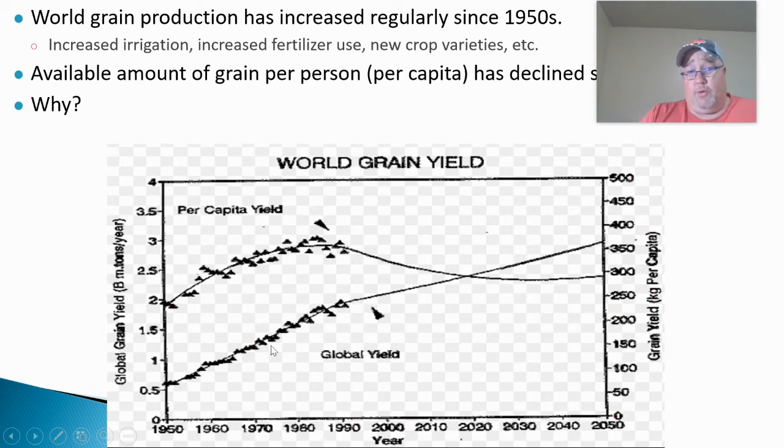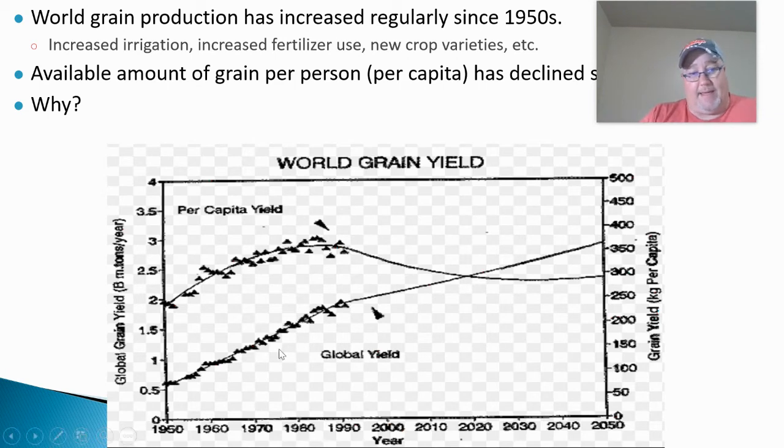So it doesn't really look like we're having any trouble producing grain because we're just making more and more grain every single year. Now that requires more land space, but it is what it is. Now this other line, in fact, this is where this other y-axis comes into play. This is called the per capita yield. Now per capita means per person. So this tells us how much grain is available per person.